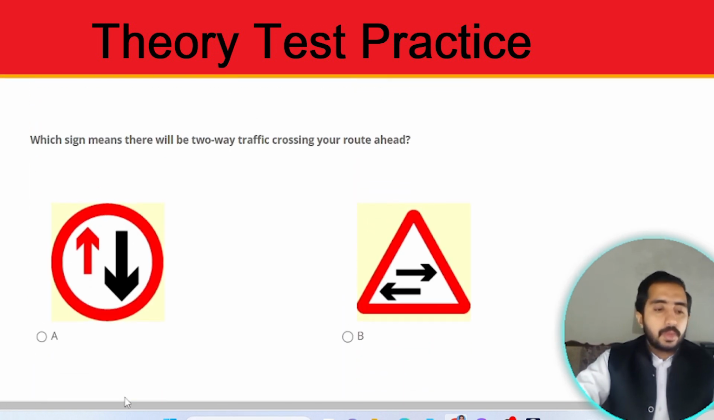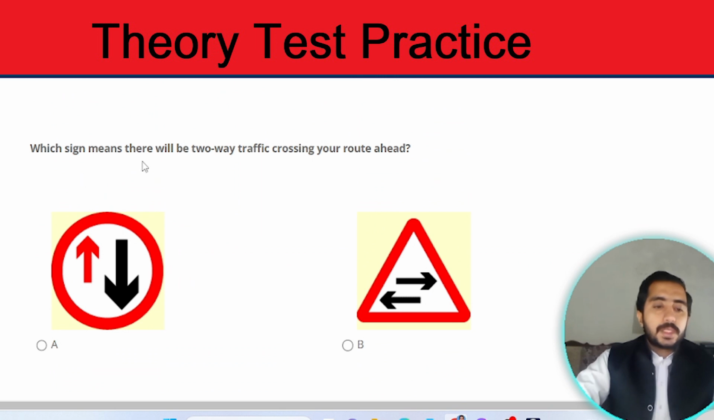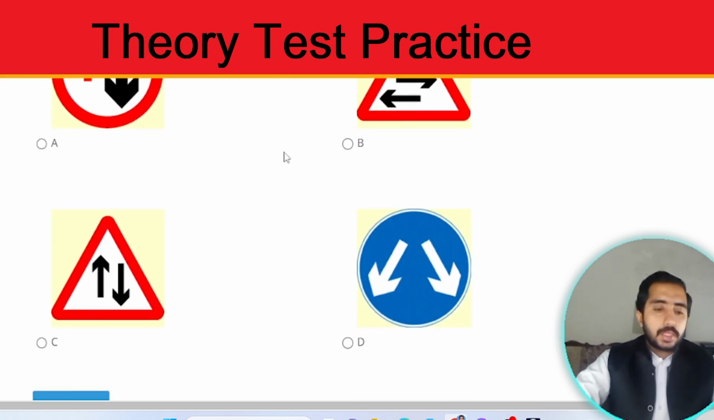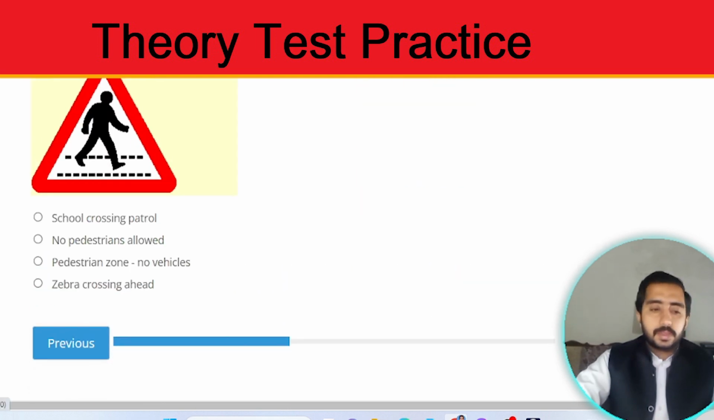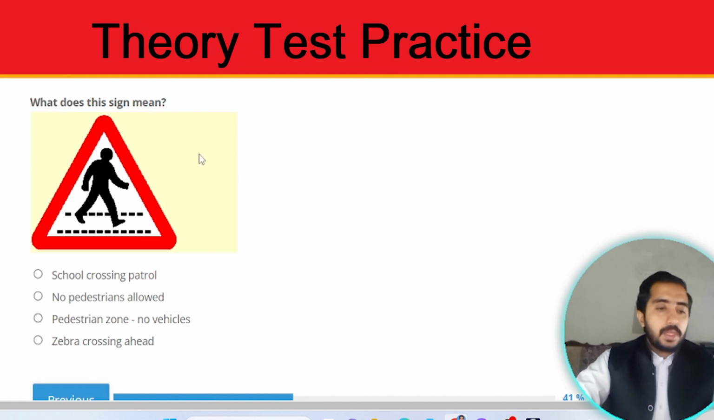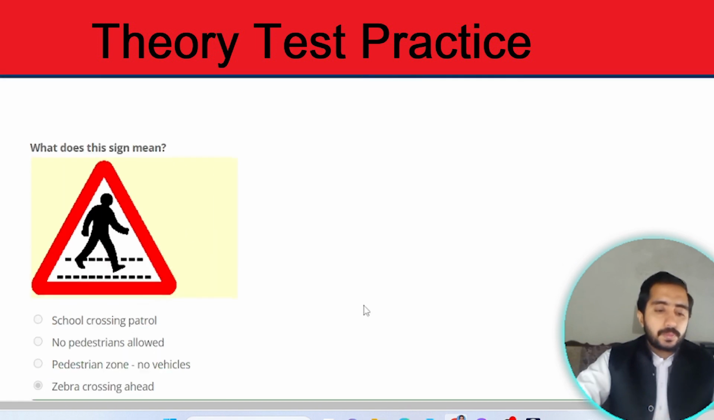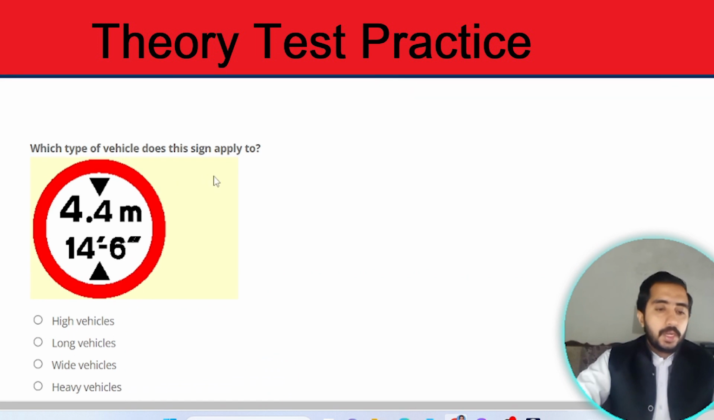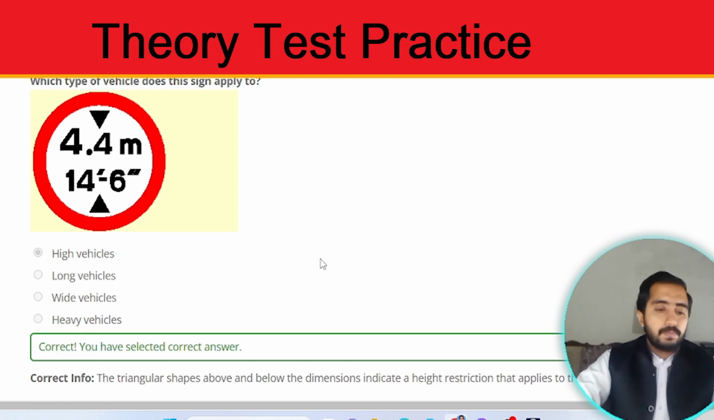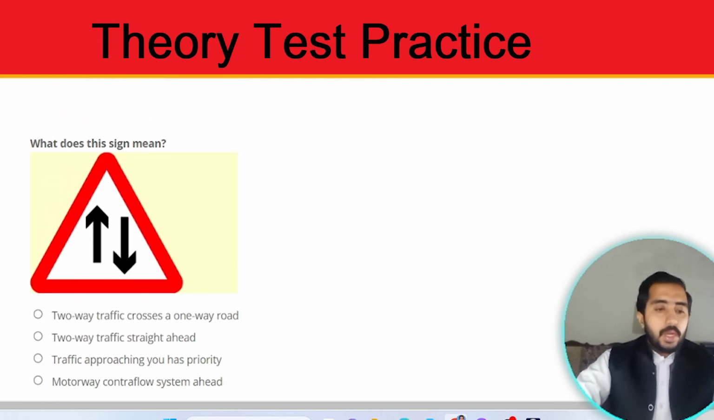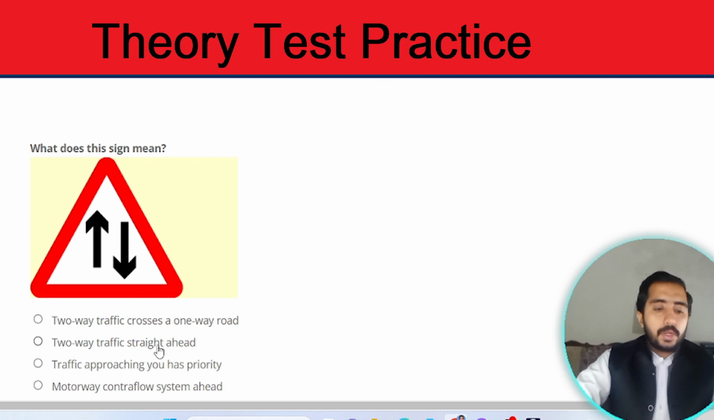Next question. Our next question is, which sign means there will be two-way traffic crossing your route ahead? The correct answer is the symbol number 3, which is option C. Next, our next symbol is represented by a zebra crossing. Next one, and our next symbol is for high vehicles. And this symbol is represented by two-way traffic straight ahead. Option B is the correct option.